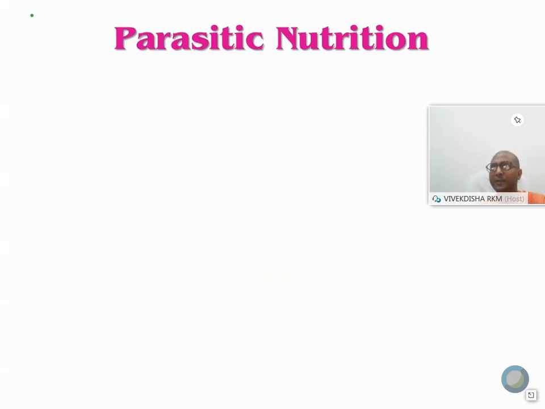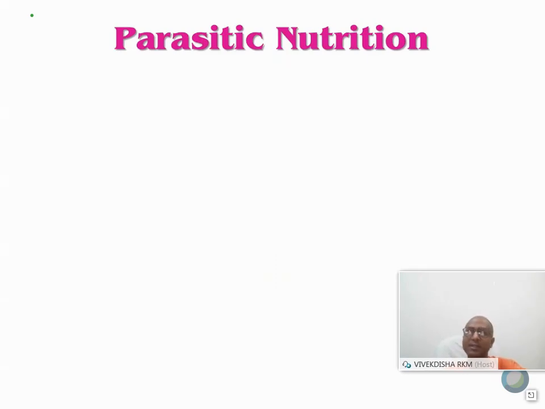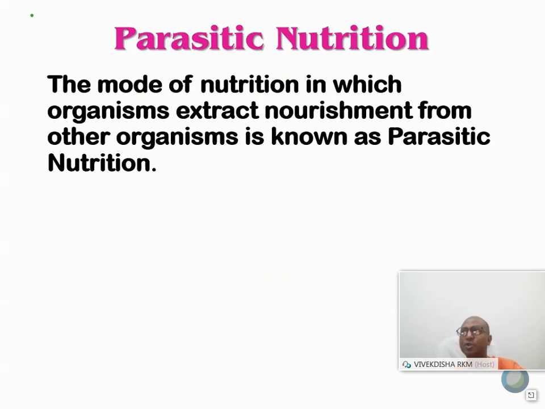Now we will start with parasitic nutrition, the first stage of heterotrophic nutrition. So parasitic nutrition is one type under heterotrophic nutrition. Who will be doing parasitic nutrition, known as parasites also? It is the mode of nutrition in which organisms extract nourishment from other organisms.